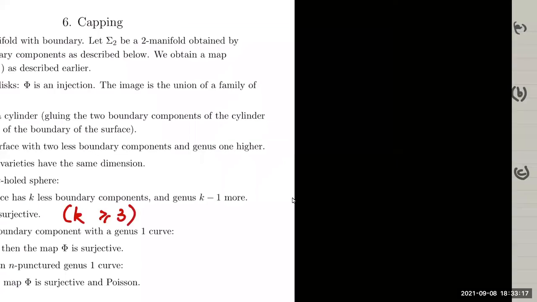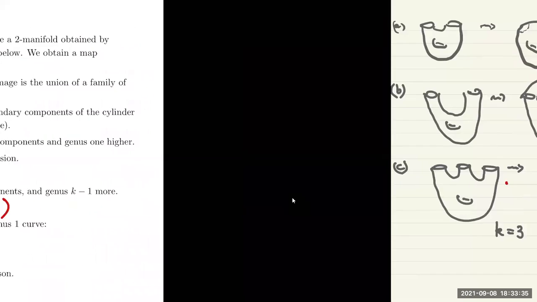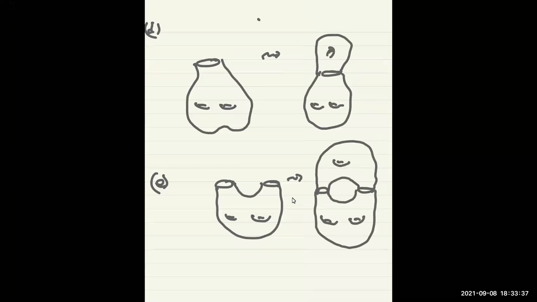Another case is where you have one boundary component with a genus 1 curve. As long as the group is semi-simple, then the map phi is surjective. Let's see what that looks like. We have one boundary component, and we're gluing it to a 1-holed torus. So here we had genus 2 with one boundary component, now we have genus 0, and now we have genus 3 and no boundary components.